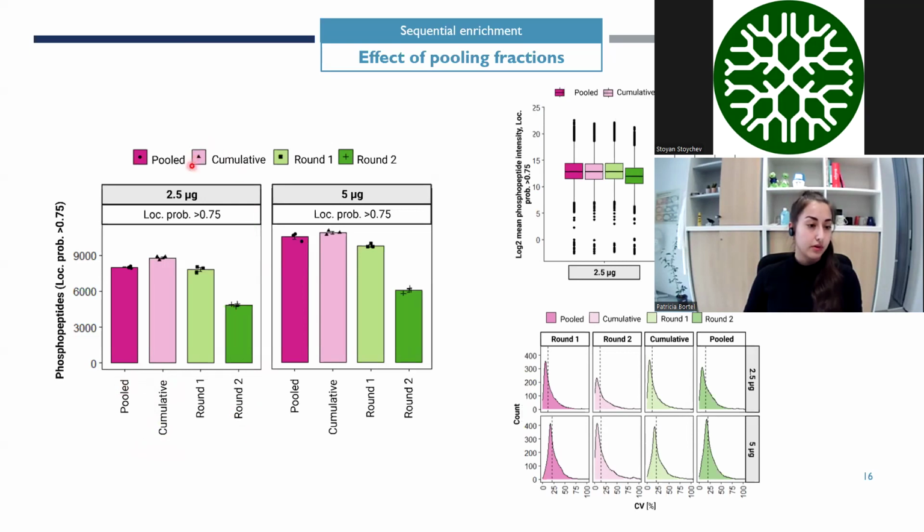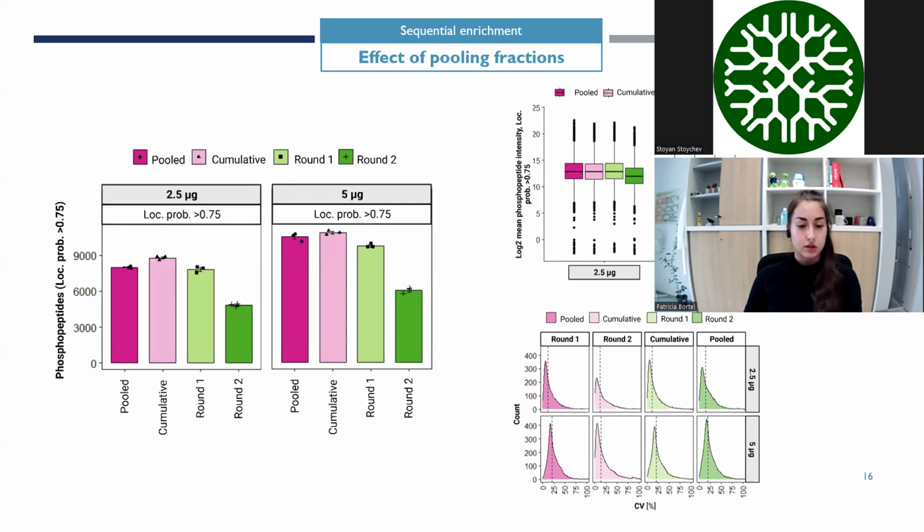We tested this approach for the low input amounts, which were 2.5 and 5 micrograms of peptide. And we observed a gain of approximately 7% when combining the first and the second enrichment for 5 micrograms of peptide. However, we didn't observe such a gain in the 2.5 micrograms. And the boost that we can see here in the IDs could be, as depicted in the box plot here, due to a slight boost of the phosphopeptide intensities in the pooled samples.